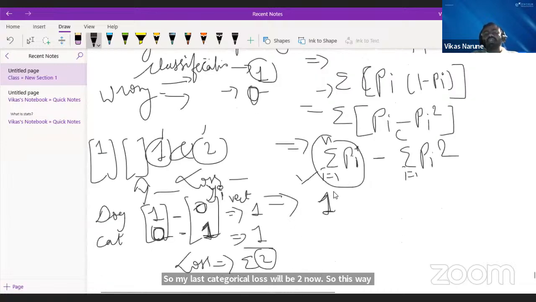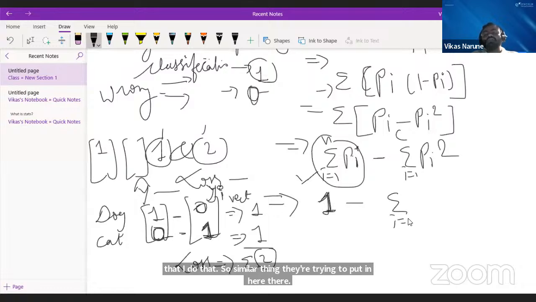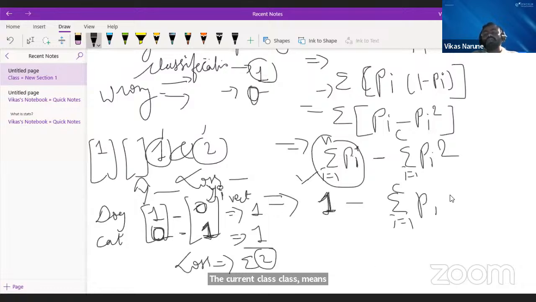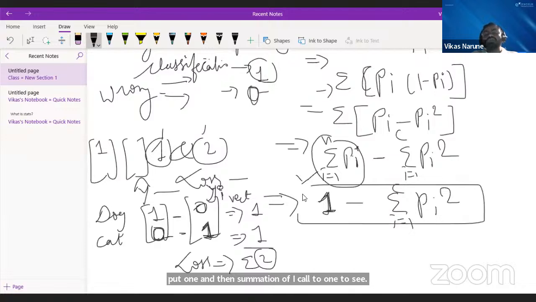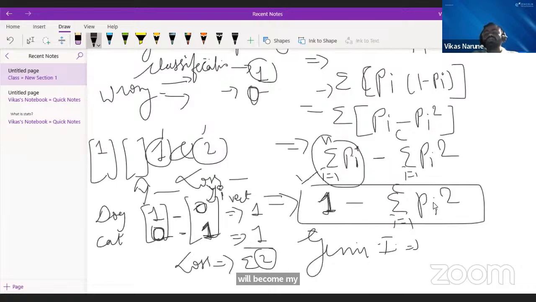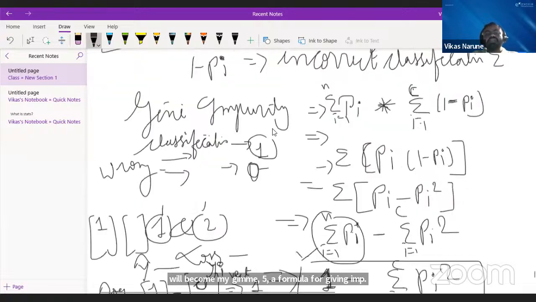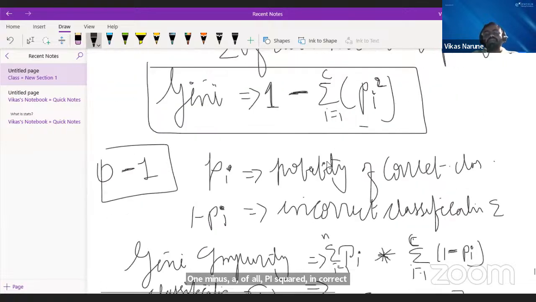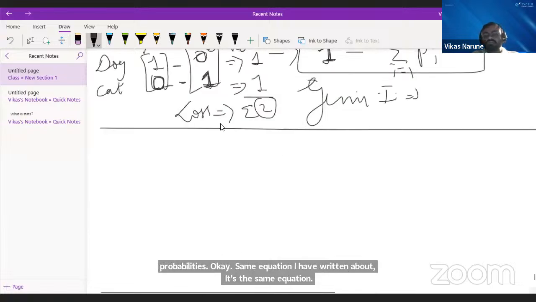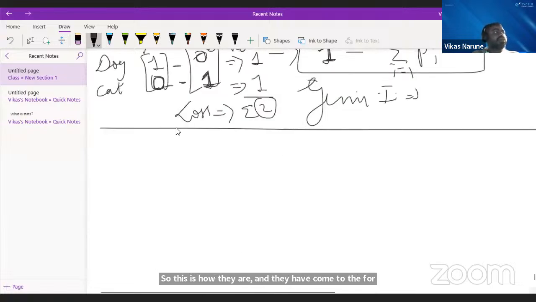So correct class classification means 1. So they put 1, and then the summation of i equal to 1 to c of all incorrect probabilities. This is how, if I evaluate, it becomes my formula for Gini impurity: 1 minus the summation of all p_i squared, the incorrect probabilities. Same equation I have written above, right? So this is how they have evaluated and come to the Gini impurity, guys. Alright, so this is called Gini impurity.